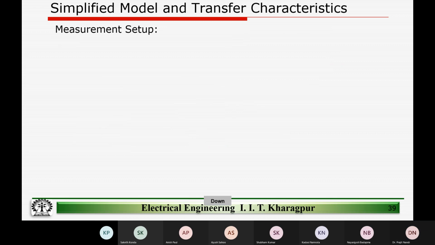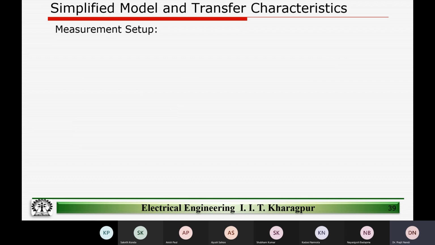right? So now we will have a measurement setup. Whenever we model something, one way to verify whether the model is correct or not is that the mathematical model that we have derived, we compare with measurements that can be taken.